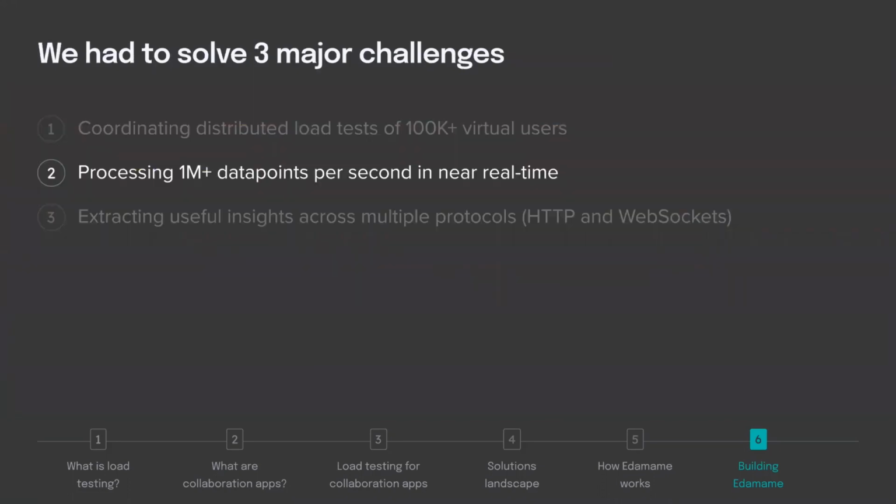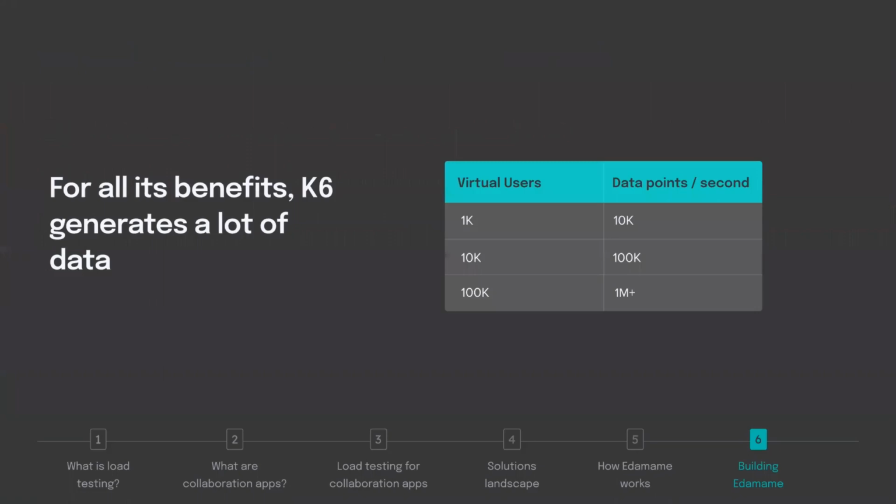So once we solved this problem of generating more than 100K virtual users, our bottleneck moved down into the data pipeline, which is that we now had to process 1 million plus data points per second, and we wanted to do all of this in real time. So for all its benefits, K6 actually ends up outputting all of the raw data from a load test. So it ends up generating a lot of data.